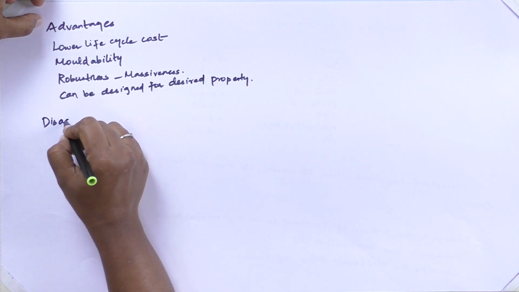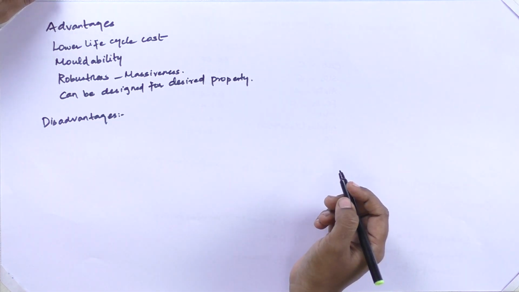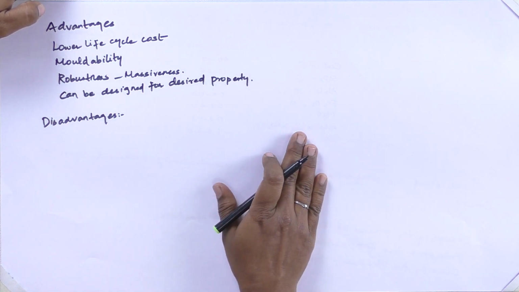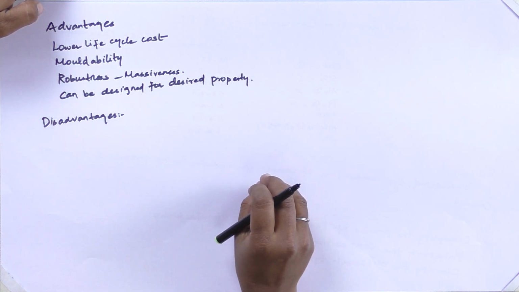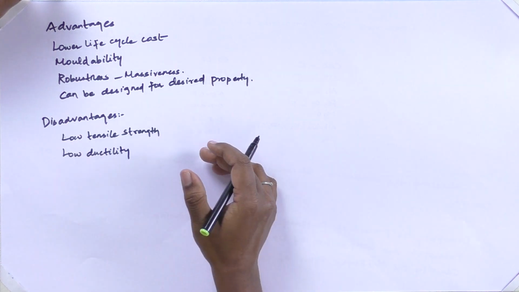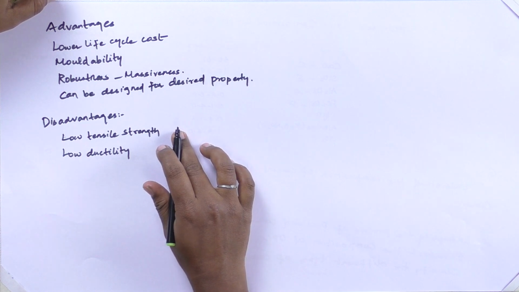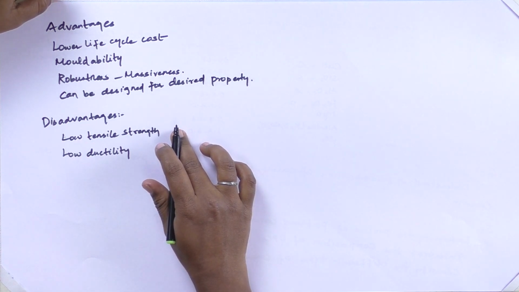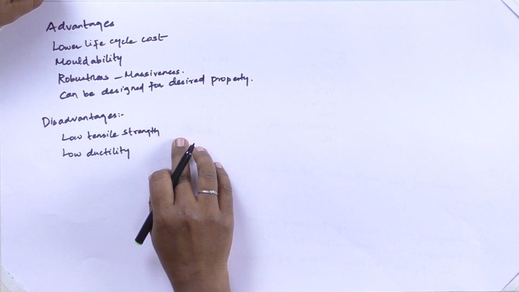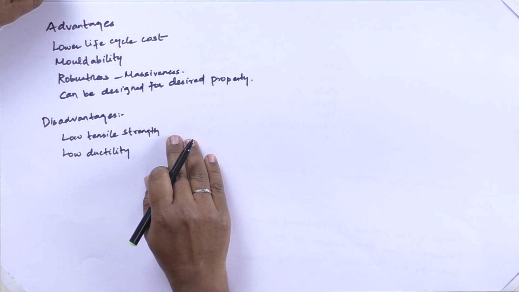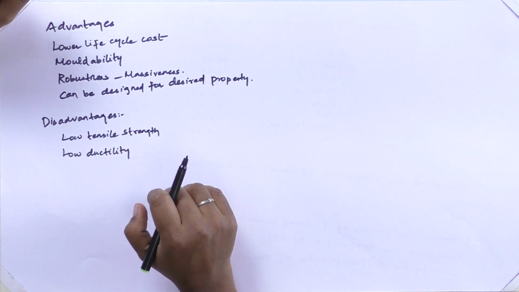Next, about disadvantages. Compared to the advantages, the disadvantages are limited to just a few points. Low tensile strength: as we already know, concrete is strong in compression and weak in tension. That paves the way for a disadvantage, that it doesn't have the tensile property to withstand tensile stresses.